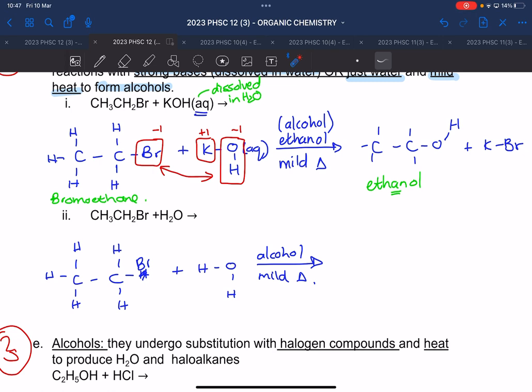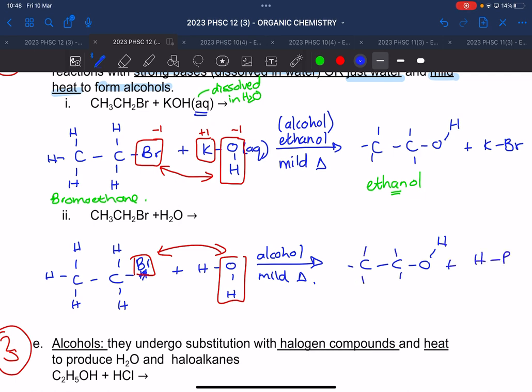Alright, did you do the same as above? Easy peasy. So that will again switch with that, and we have that again. So it is either hydrogen bromide or hydrobromic acid. You can say hydrobromic acid, please.